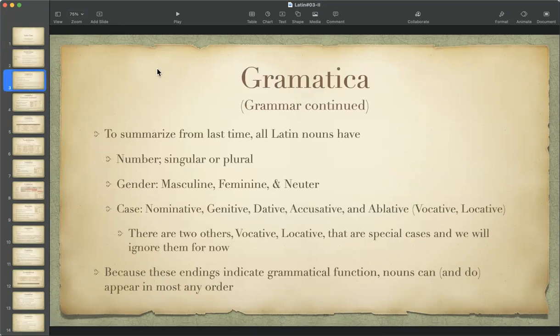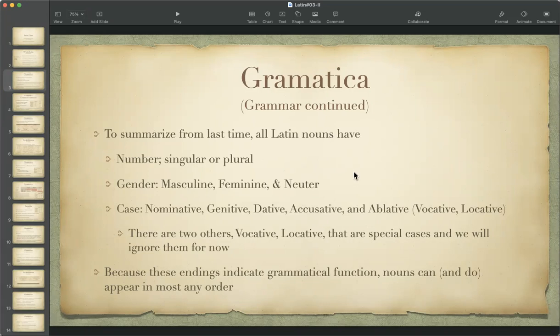Brief review of what we did last time, very brief. If you remember, I told you that all Latin nouns have three things: number, gender, and case. Number is pretty straightforward, so do English nouns have that. Gender is something, if you've ever had French or Italian or any one of the Romance languages, or even German, I think all the Indo-European languages except English have gender, if I'm not mistaken, or at least, excuse me, most of them do.